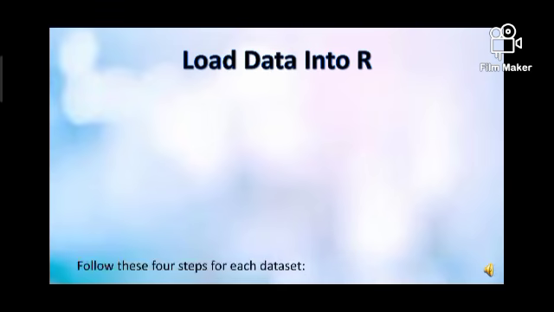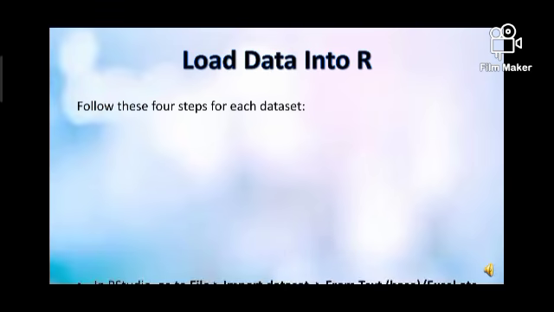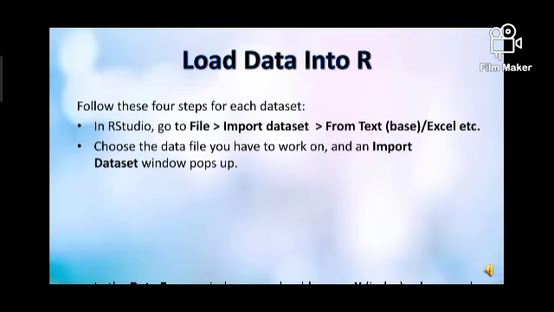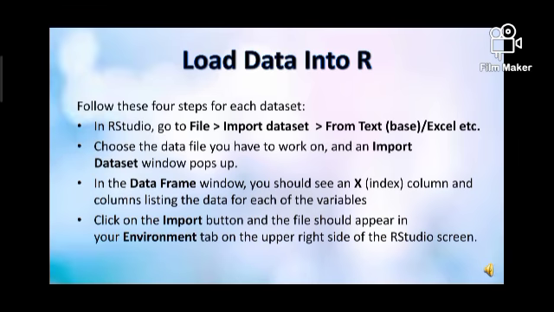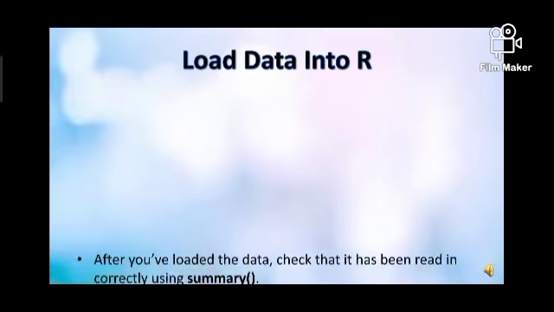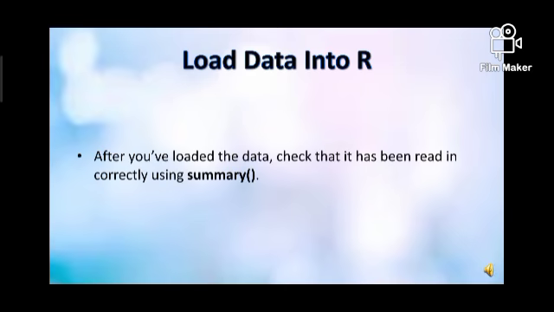Now let's see how to load data into R. Here are the 4 steps. You can write functions to load the data into R. For example, for a CSV file, you can use the read.csv function. After loading data, we have to check that our data is read correctly. For that, we can use the summary function.